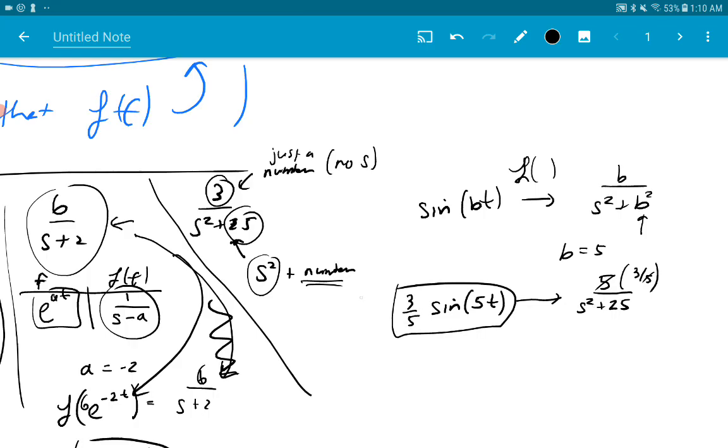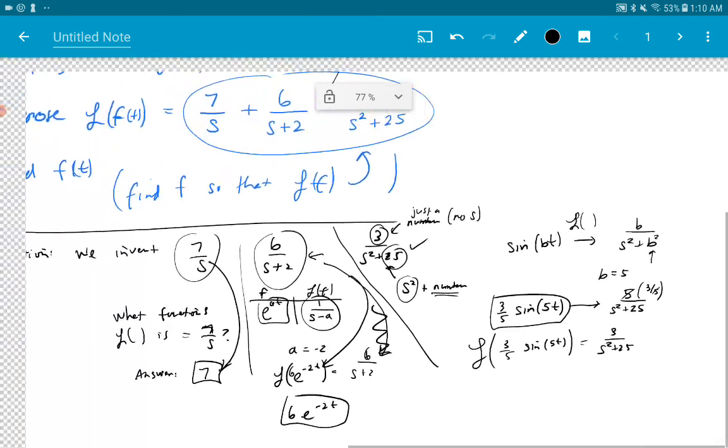So that's the answer for the third piece. The Laplace transform of 3/5 sine of 5t, if you work it out, would be 3/5 times 5 over s squared plus 25, which would be 3 over s squared plus 25. And that's what we wanted. So that's the final piece.